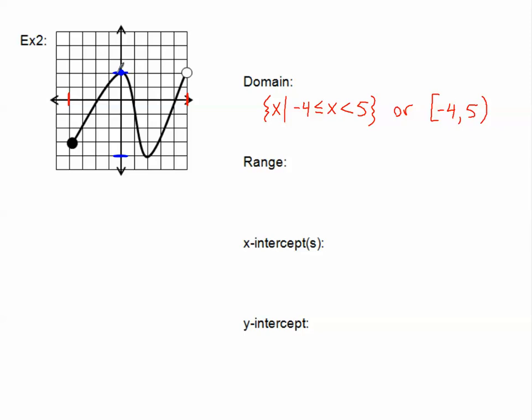So I'm going to count that as our range from -4 all the way to 2, and we get to include it. Even though this is an open circle, it doesn't matter. This one trumps this other one. It wins, and we get to include it.